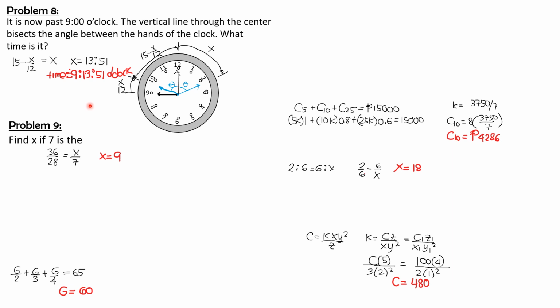Then problem 9, find x if 7 is the fourth proportional to 36, 28, and x. So since 7 is the fourth proportional, it is the last quantity to be written here. So 36 divided by 28, or 36 as to 28, equals x as to 7. By the way, x is called the third proportional to 36, 28, and 7. So solving for x, x is 9.